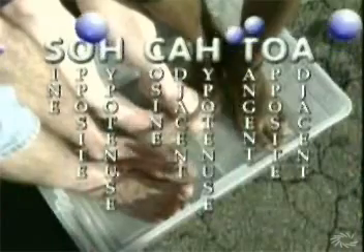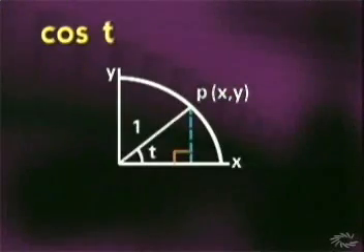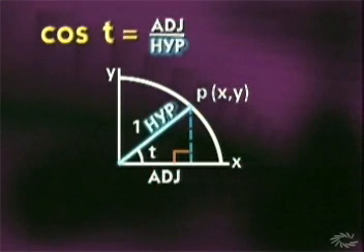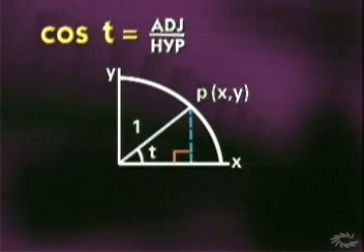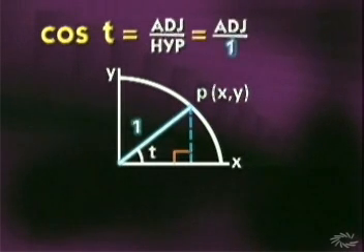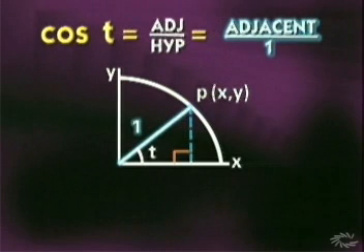I think I might have forgotten what you just said. No worries. Just remember SOHCAHTOA. The cosine of an angle, or t in this case, equals the adjacent side over the hypotenuse. Check it out. We know the hypotenuse of our triangle, or the radius of the circle, is equal to 1. So we can plug in 1 for the hypotenuse, which is the denominator, giving us the cosine of t is equal to the adjacent side over 1.